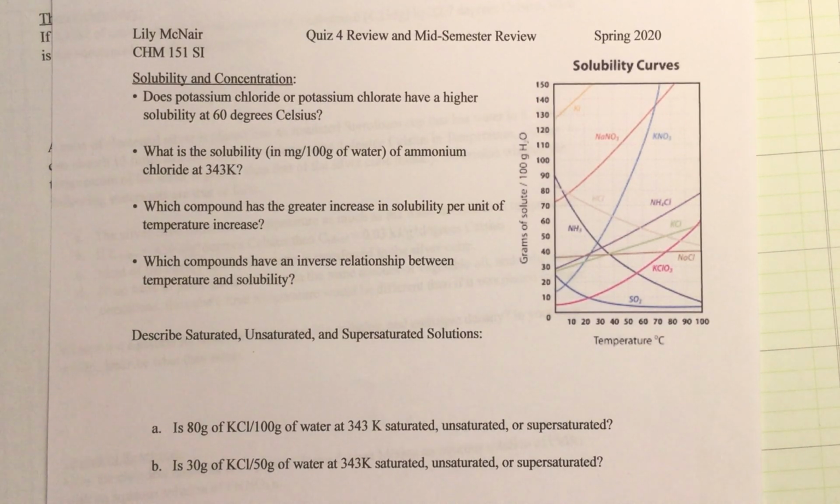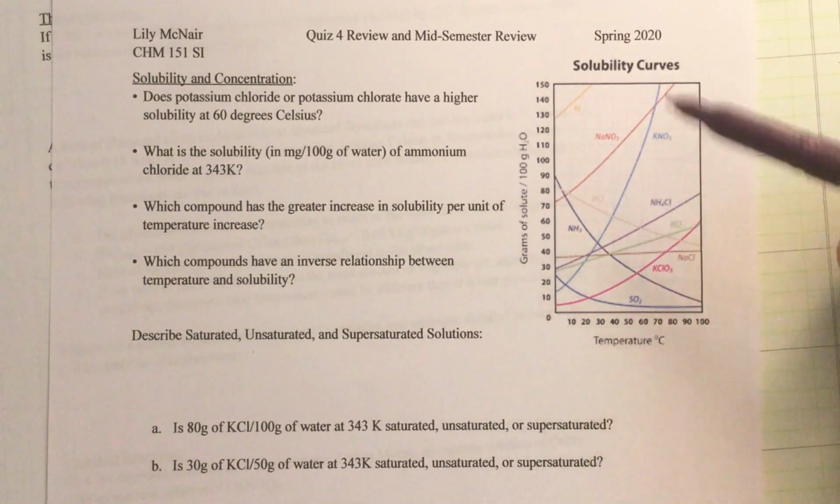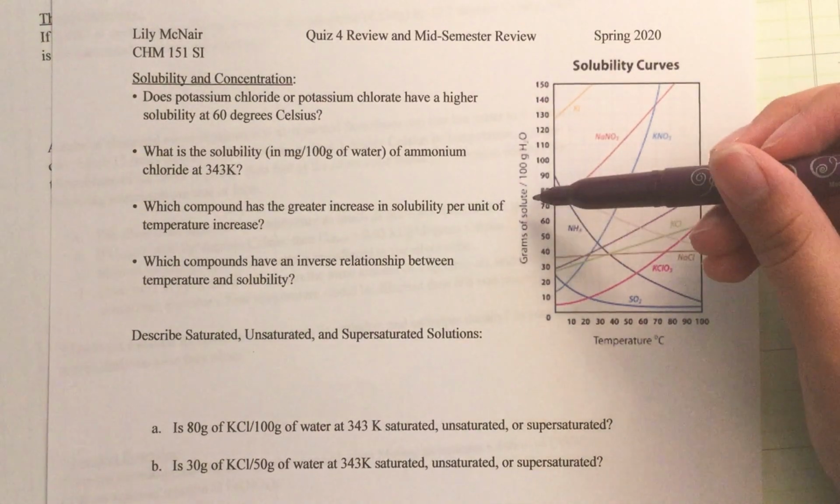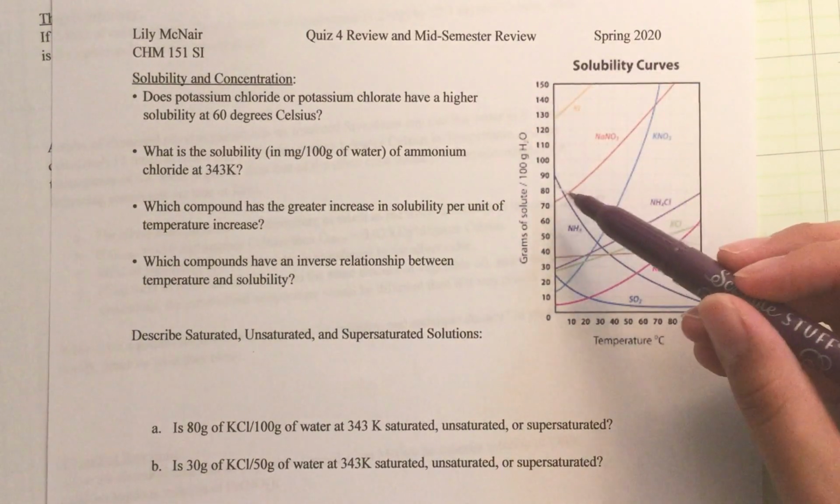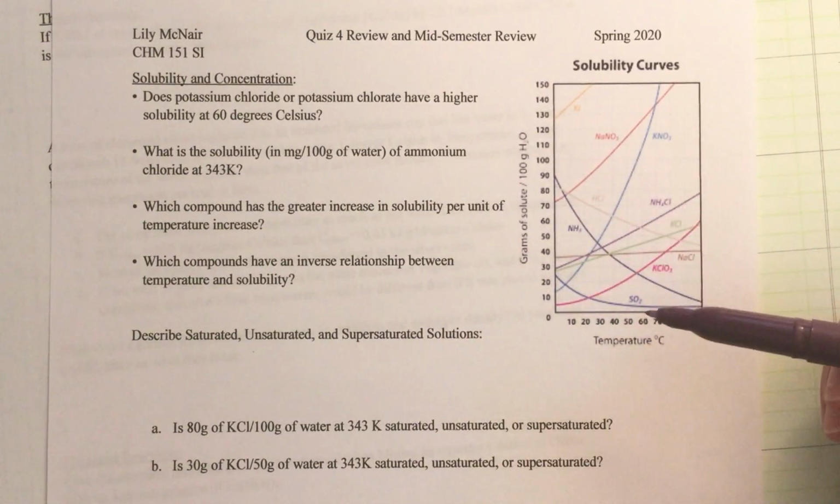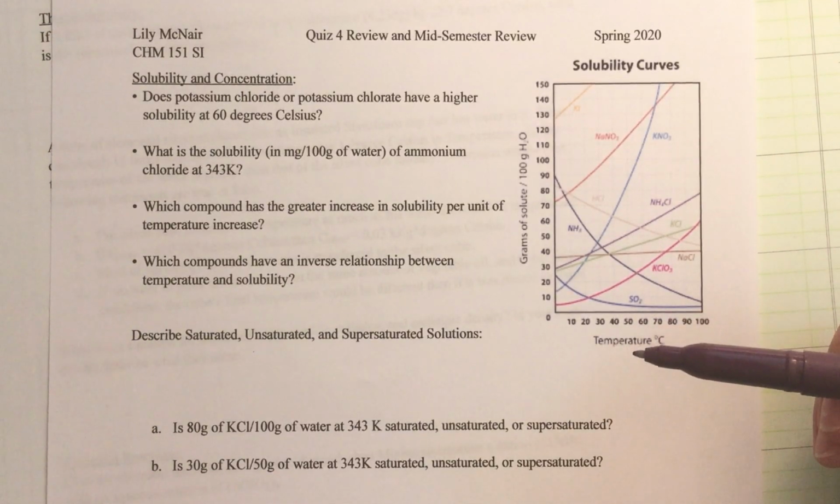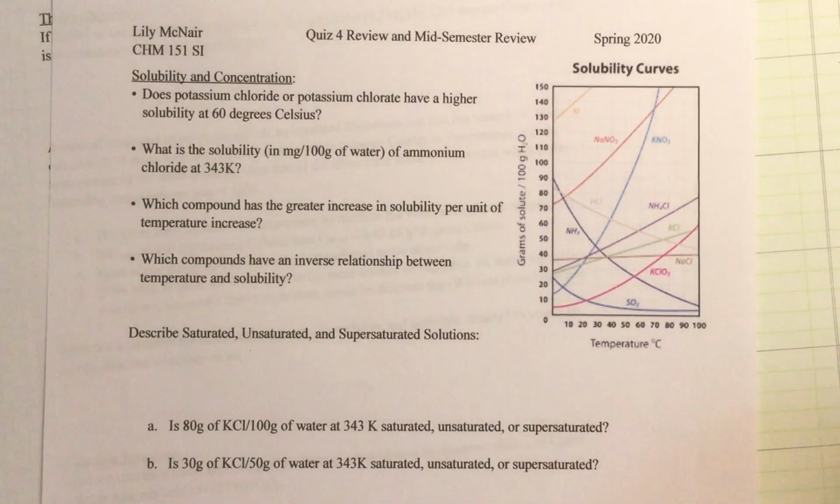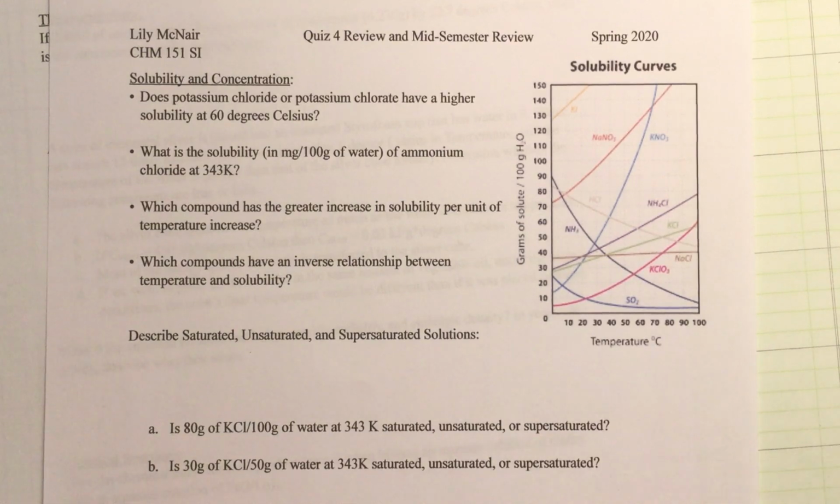So what we're doing today is we're looking at solubility and concentration, and here we have our solubility curve. What the solubility curve tells us is the grams of solute per 100 grams of water. It can tell us if a solution is saturated, supersaturated, or unsaturated. When we talk about saturation, we're not talking about the molecular structure. We're actually talking about how many grams a solution has. Does it have enough grams to be saturated, or does it have not enough or too much?